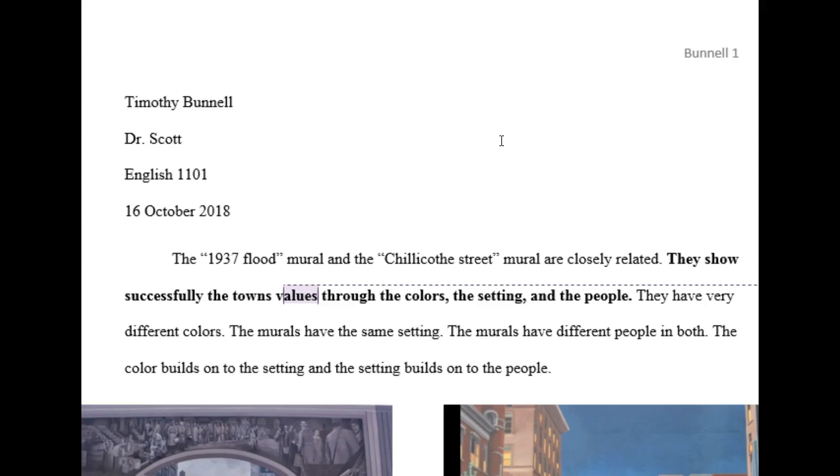Where the essay needs work is finding its argument. And right now, you say that these murals show the town's values through the colors, setting, and the people. And I think that this is a good start as far as a roadmap for the thesis statement. But this right here is not very specific. So just saying that it's showing the town's values, what specific values are being shown here?